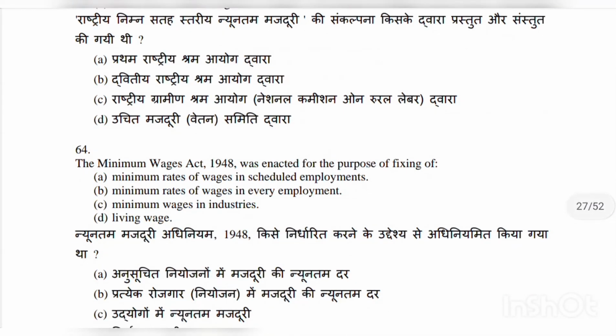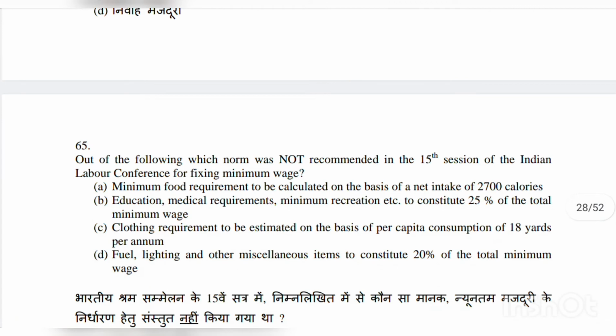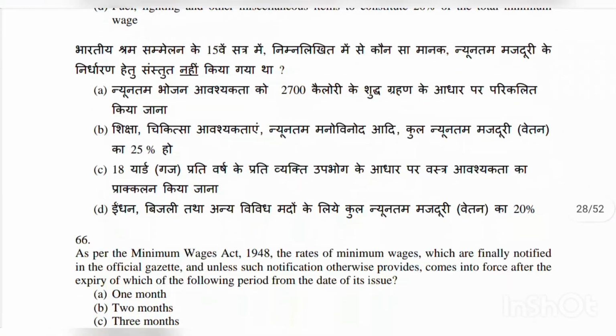The Minimum Wages Act 1948 was enacted for the purpose of fixing minimum rates of wages in certain employments. Out of the following, which norm was not recommended in the 15th session of the Indian Labour Conference for fixing minimum wages? That is B. Education, medical requirement, minimum recreation, etc. to constitute 25% of the total minimum wage.